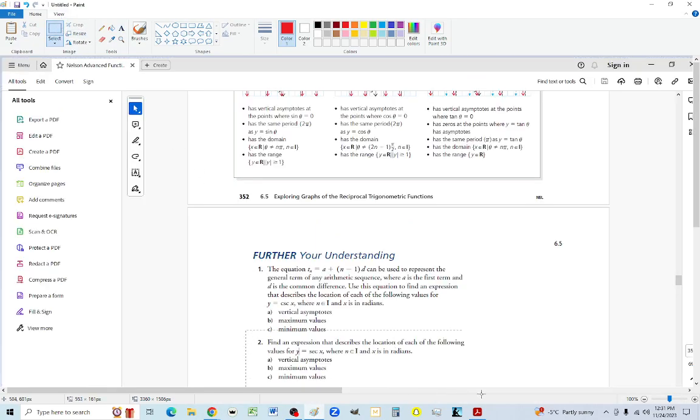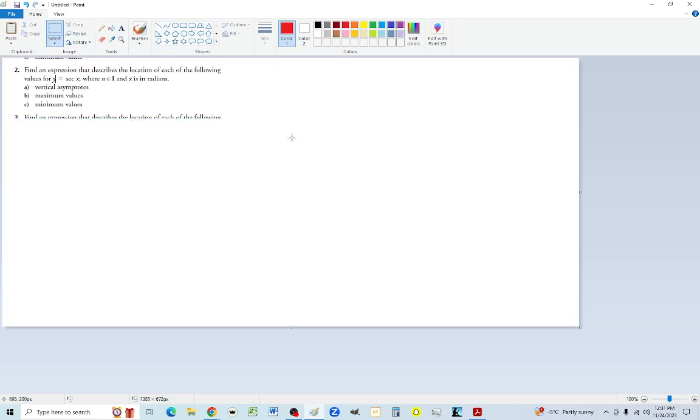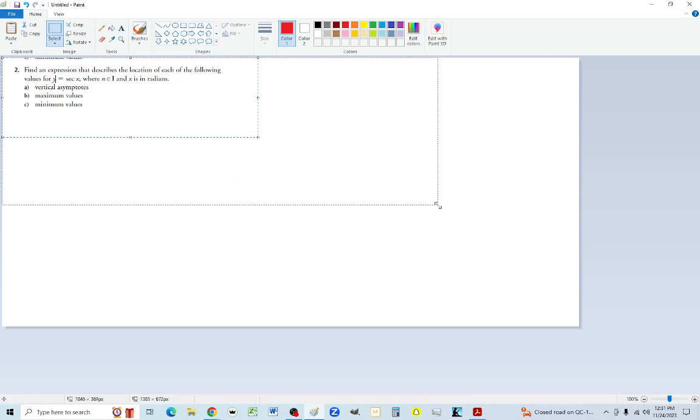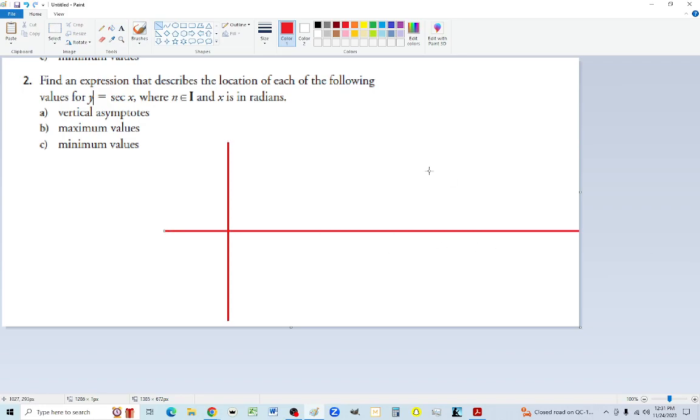This is a fair enough examination. They want to know the location of each of the following. So if we look at secant, secant is the reciprocal of cosine. Let's start by graphing the values of cosine, just to understand it.